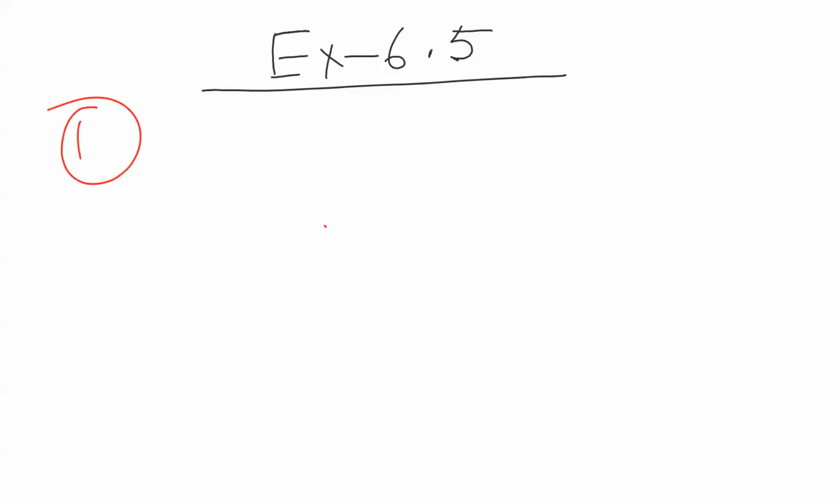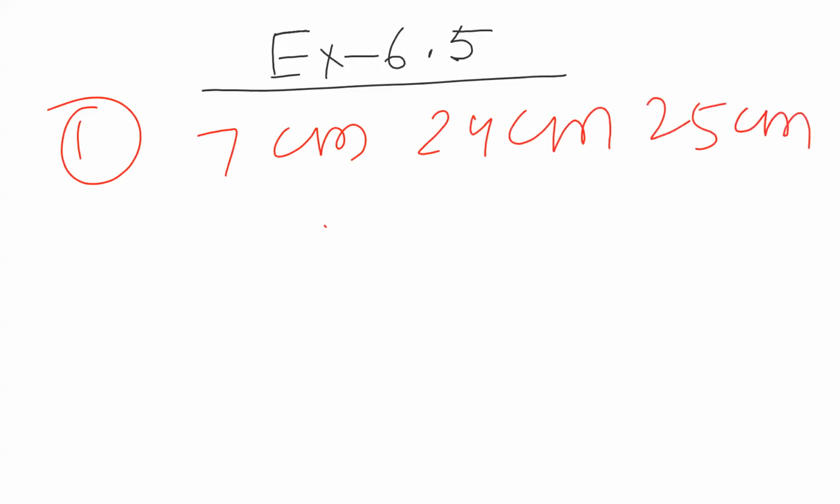See, first type of question. In first type, sides of a triangle are given. You have to check whether it is a right angle triangle. If it is right angle, you have to find the length of the hypotenuse. So first one is 7 centimeter, 24 centimeter, and 25 centimeter.